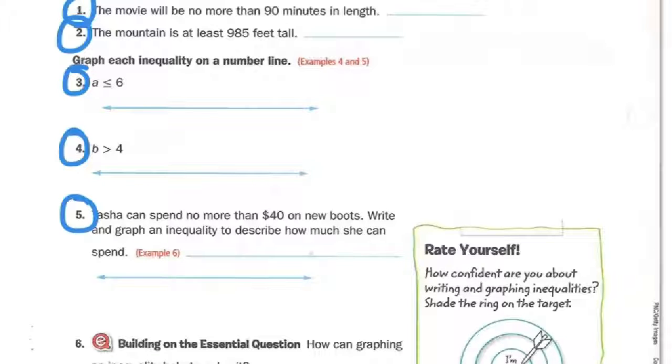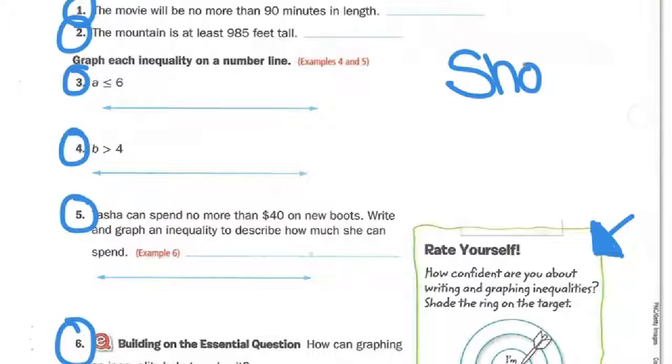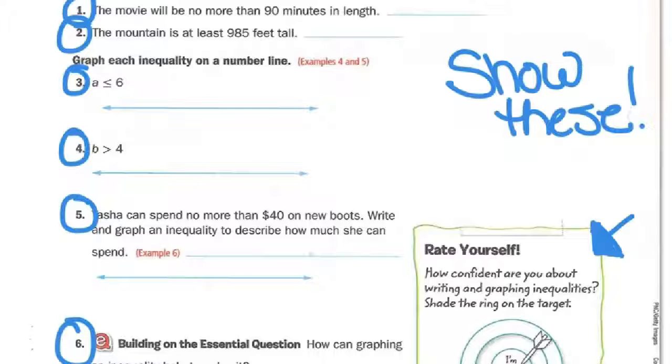For number 5, write and graph an inequality. And then how can graphing an inequality help to solve it? When you're finished, please rate yourself and show this to your teacher. Okay, I'm going to have you actually show these answers too. So I'm not going to give the answers. Show these to your teacher.